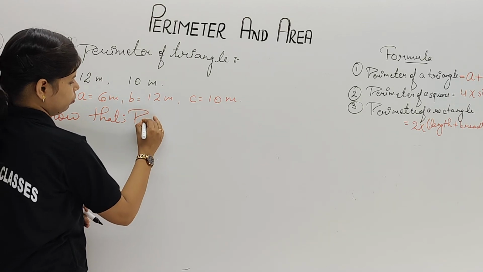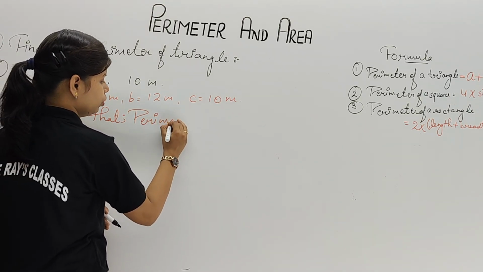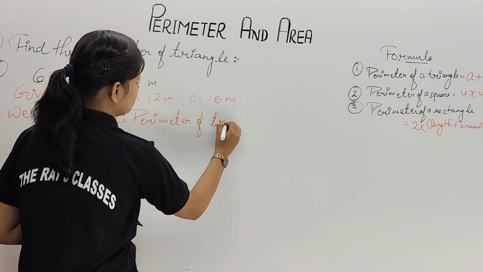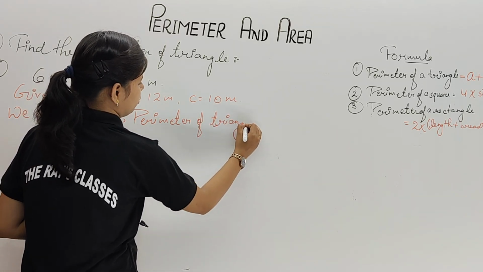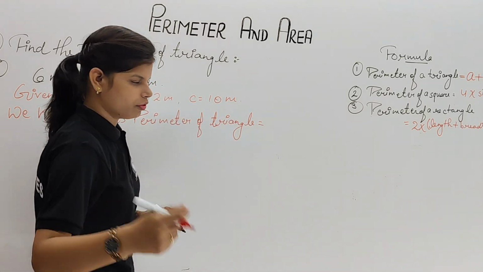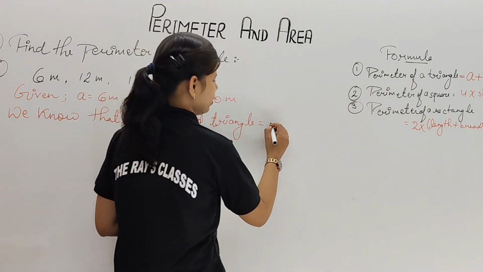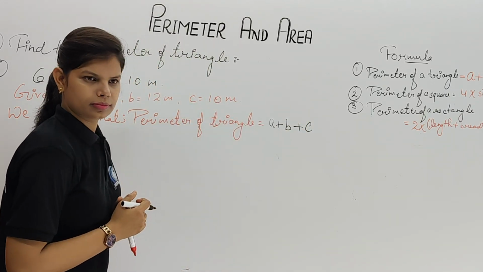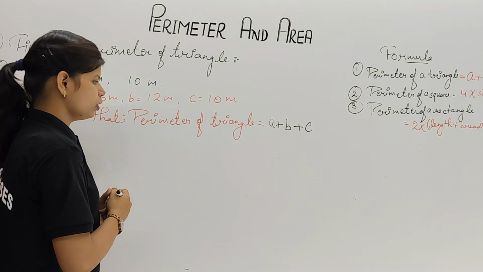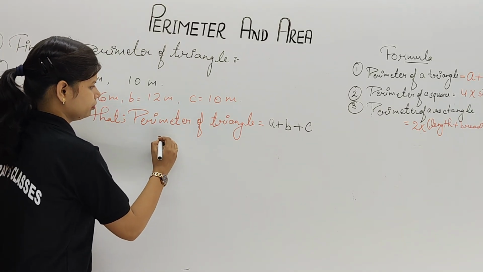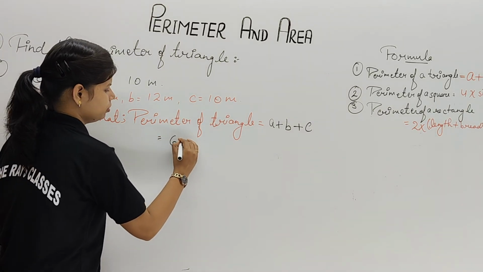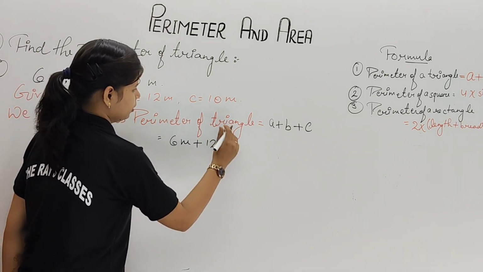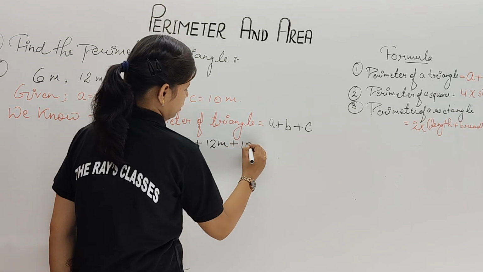Perimeter of triangle equal to... again and again I am telling you to note this down; the main purpose is to make you remember the things. Perimeter of triangle equal to what? Please give your answer. A plus B plus C. Clear, no? With the previous formula, you know. So your A is what? A is your 6 meter plus B is your 12 meter and C is your 10 meter.